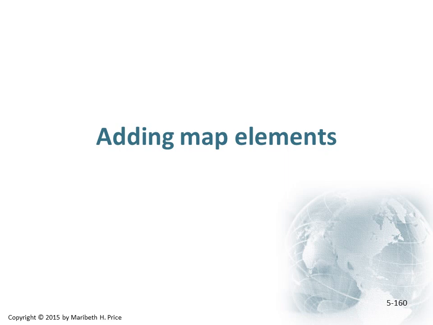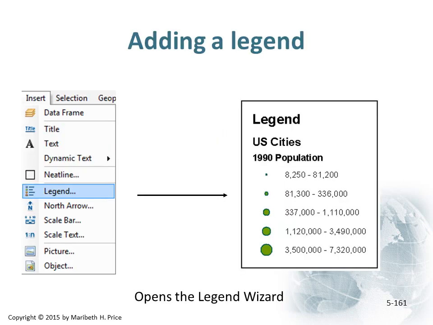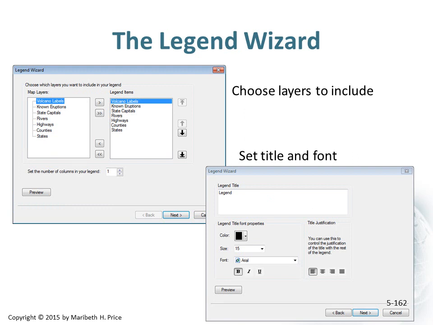Adding map elements is the next topic we're going to look at. To add a legend, simply go up to Insert, hit your Legend tool, and it opens a legend wizard. The wizard is not from Oz, nor is it from Harry Potter or Lord of the Rings. It's just simply a little graphic user interface, a GUI, that allows you to select the variables that you want from all your map layers, and they're going to go into your legend.